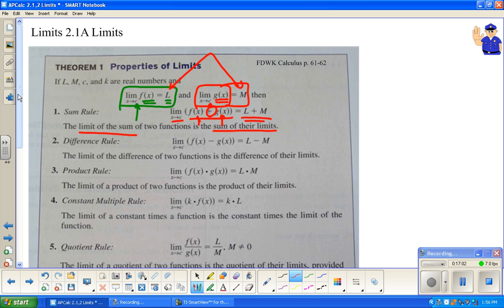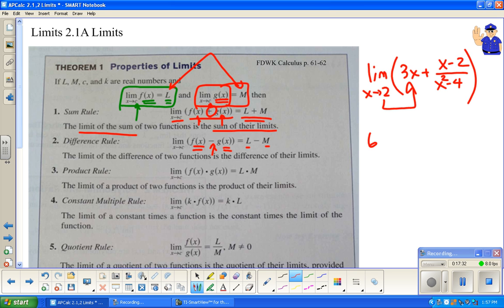And this is the same idea pretty much all the way along. You see subtraction here. You can actually do those limits separately and subtract them. So for instance, let's say I have the limit as x approaches 2 of 3x plus (x minus 2) over (x squared minus 4). So I'm doing that limit. Well, this thing, I can just substitute in. I know that's 6. 3 times 2 is 6. So I can do that limit separately. Well, I can do this other limit separately also.